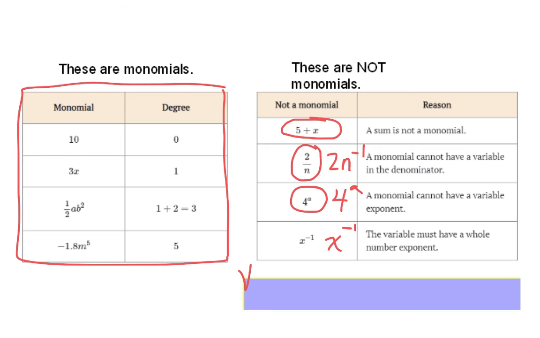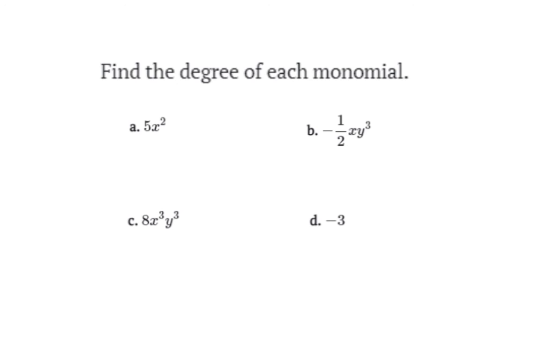Same thing holds true if we had like a square root of x, or an absolute value of x, or x to the 4/3 power. Anything strange looking is not considered a monomial. It has to be whole number exponents.